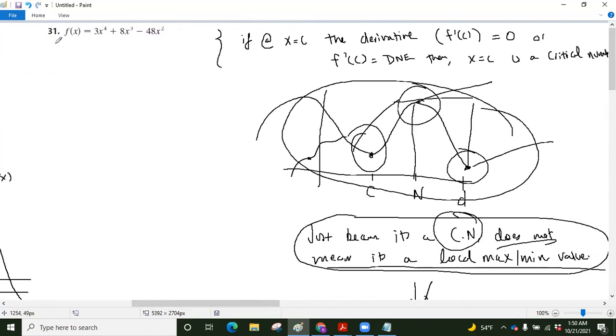So when we're given this function, we want to find the critical numbers first, and then we'll funnel that down and simplify that down to which of them are local minimums or local maximums.